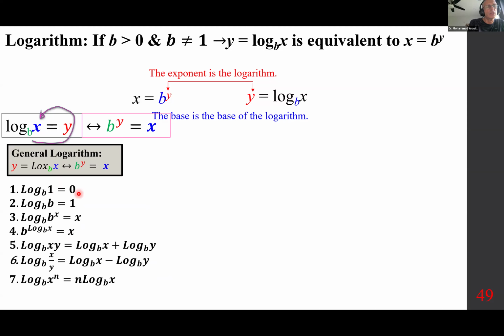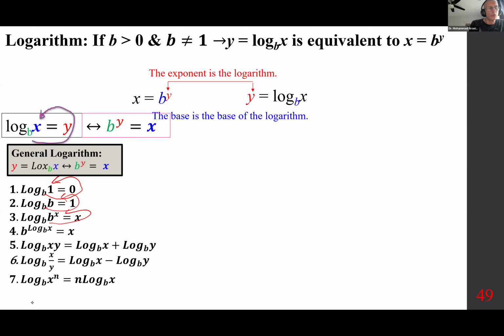Log 1 base b is 0, log b base b is 1, log base b of b to the power of x is x, b to the power of log x base b equals x, log xy base b is log x plus log y. Both of them have the same base, known as the product rule. Log base b of x over y is log x base b minus log y base b, known as the quotient rule. Log base b of x to the power of n is n log x base b. n sits in front. That is known as the power rule, some of which are easily seen here just by the arrow. And some of them we have proved before in algebra, so we should have no problem with that.